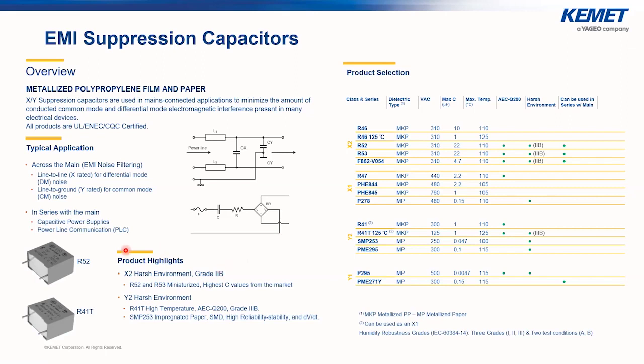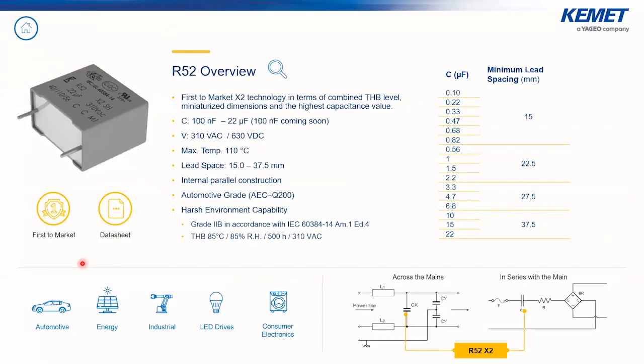And this is why the R52 and R53 are important for this kind of application, even though the humidity or the THB performance is not needed. We will show later what is the difference with the standard series. But let us have a look at the R52 series. Here we are showing the characteristics of this series in terms of capacitance, in terms of lead space or pitch size. And we see that we are covering a capacitance range from 100 nanofarad up to 22 microfarad.